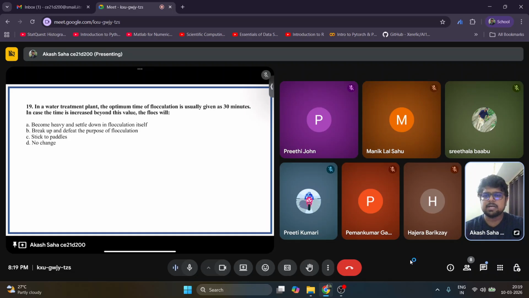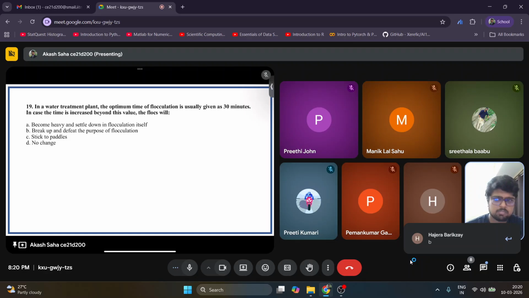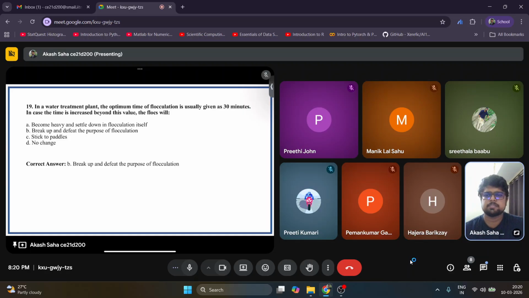In a water treatment plant, the optimum time of flocculation is usually 30 minutes. In case the time is increased beyond this value, what will happen to the flocs? They become heavy and settle down in flocculation, break up and defeat the purpose of flocculation, stick to paddles, or no change. It will definitely break up and defeat the purpose of flocculation. So option B is correct.